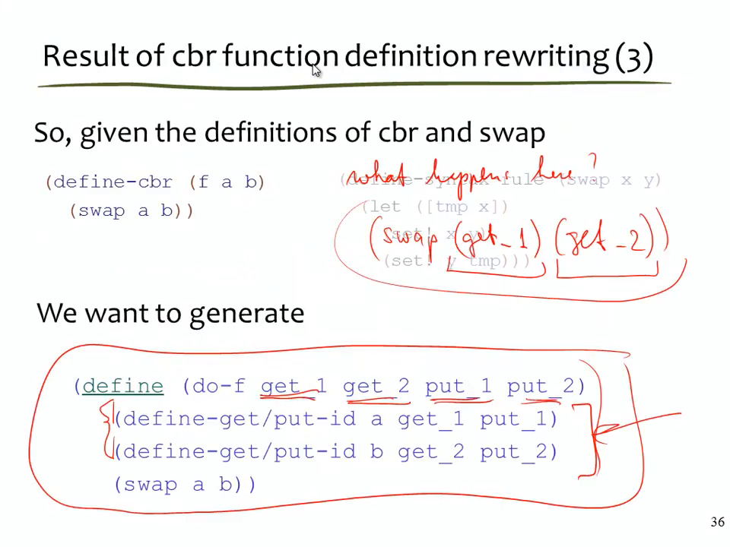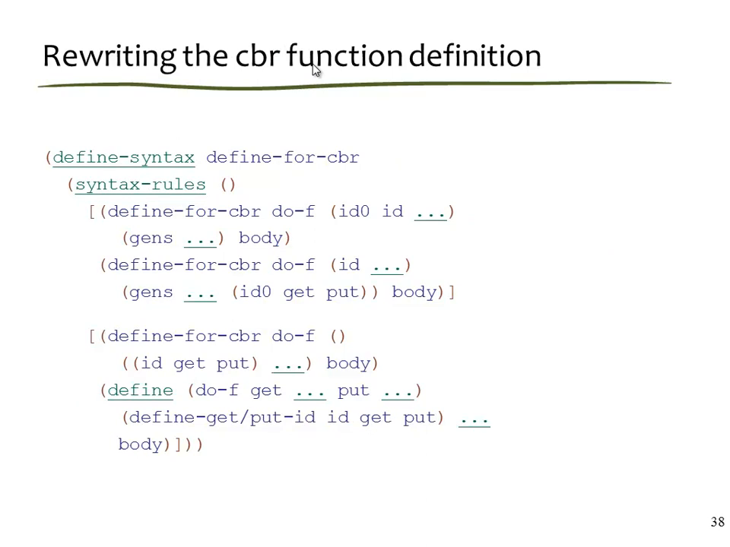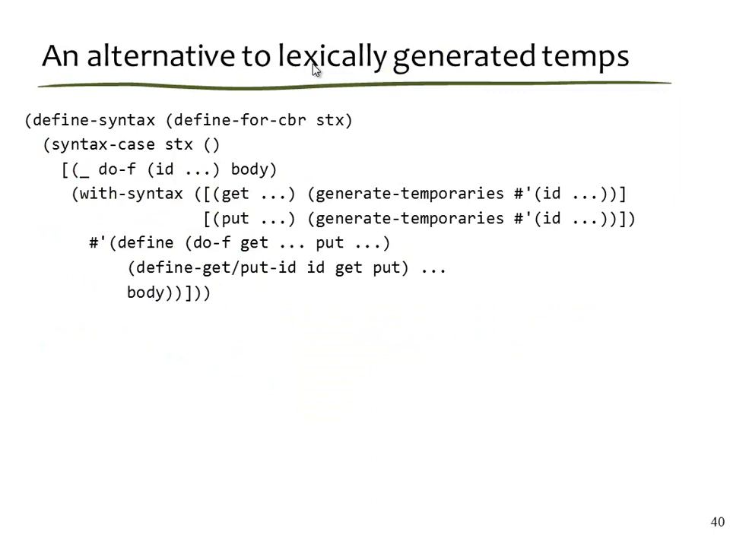So perhaps you didn't like this trick, relying on the internal renaming, which avoids conflicts to generate temporaries. Well, it could be done more directly, and here it is. So let's walk from the top. We again define syntax which defines this helper macro for us, define for CBR, which introduces these new names. And now the syntax case does what? When we find this definition of doF with its arguments, we generate temporaries.